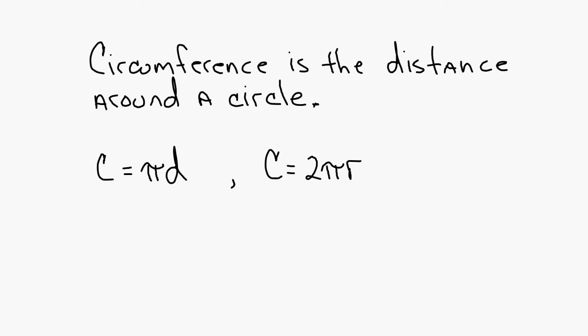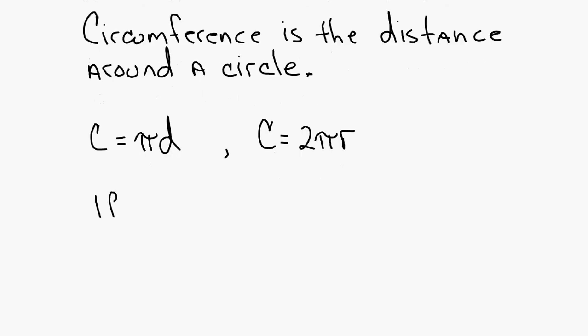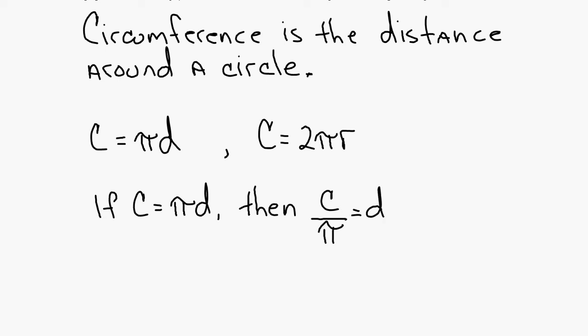If circumference equals pi times diameter, then doesn't circumference divided by pi equal the diameter? See it? If you have the formula C equals pi times d and you divide both sides by pi, aren't you left with the d? So your diameter is equal to the circumference divided by pi.